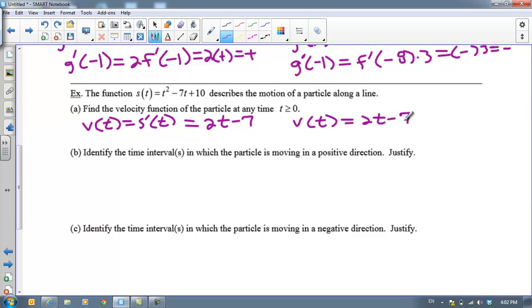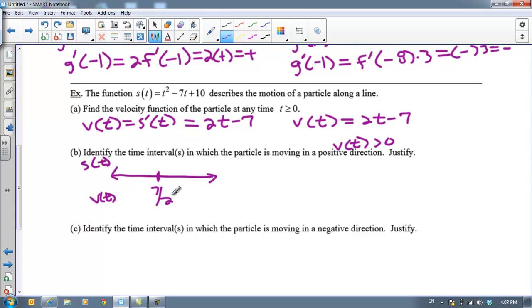Now we want to find the intervals in which the particle is moving in a positive direction. That means for s to be moving in a positive direction, the velocity has to be greater than 0, or positive. So let's look at the critical points for the position, which would be where this first derivative equals 0. That happens at 7/2.